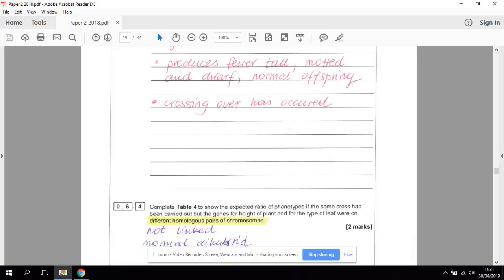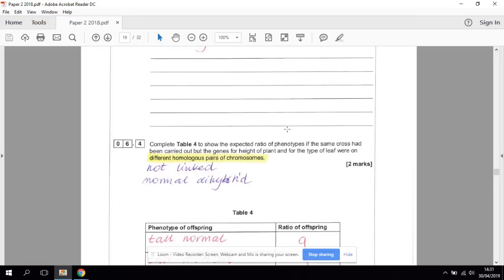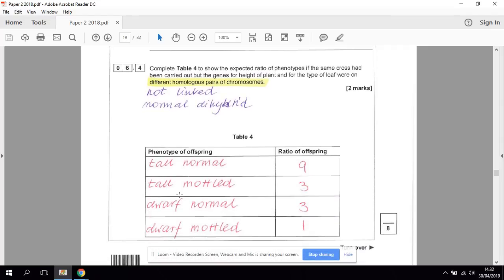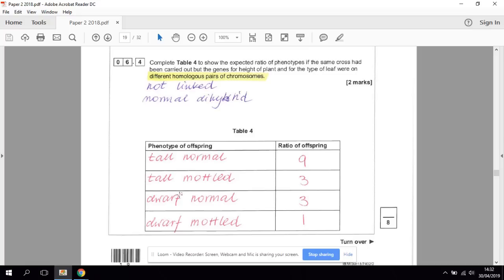So that's crossing over. And then complete the table 4 to show the ratios if they were on different homologous pairs. So if they're on different homologous pairs, that means that they are not linked. So it's a normal dihybrid cross. So you're doing a dihybrid cross for the 2 heterozygous parents, and you know that the ratio for this would be 9:3:3:1. Okay, so normal dihybrid cross for the 2 heterozygous parents. At the end, you're going to get that.